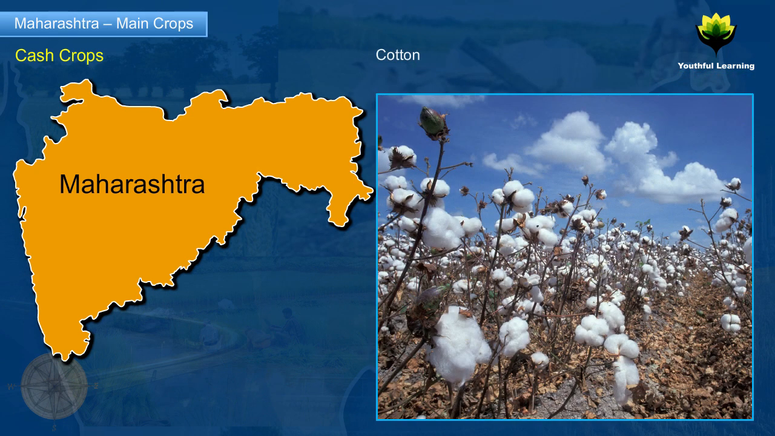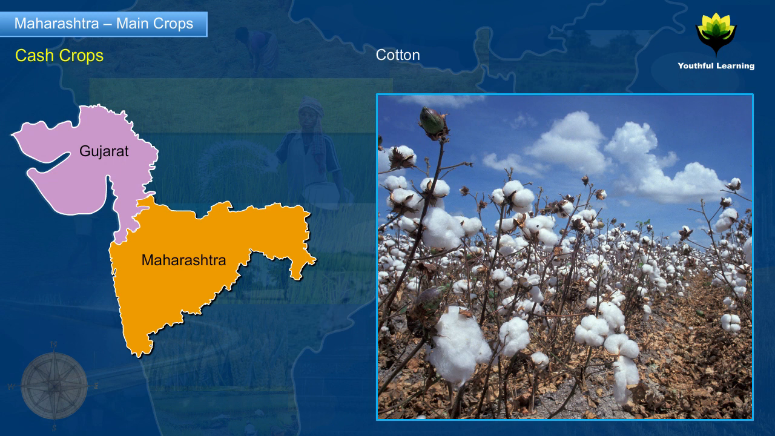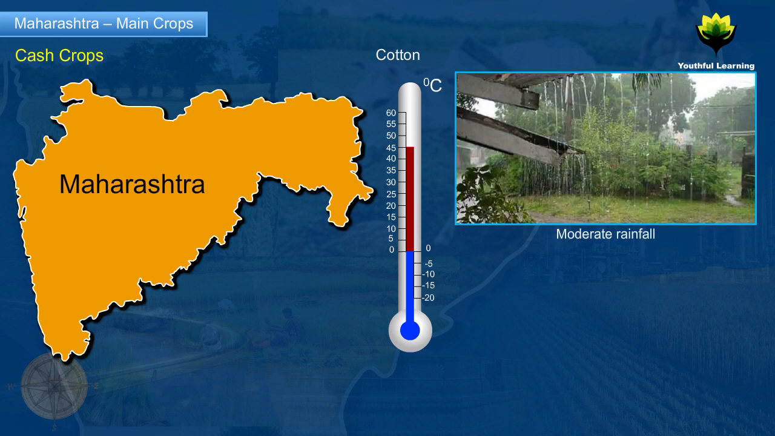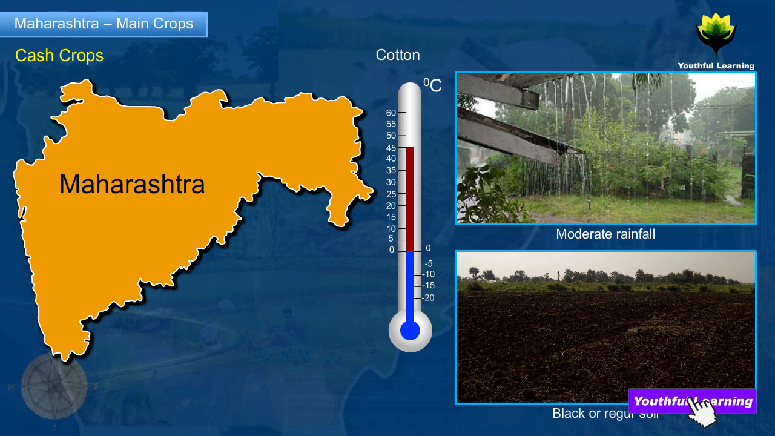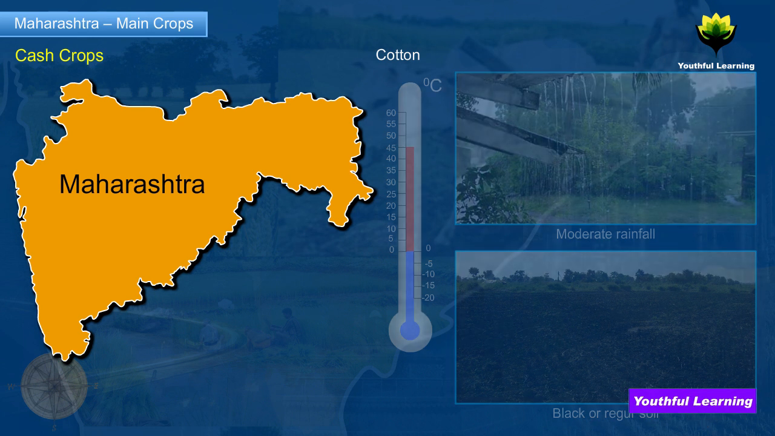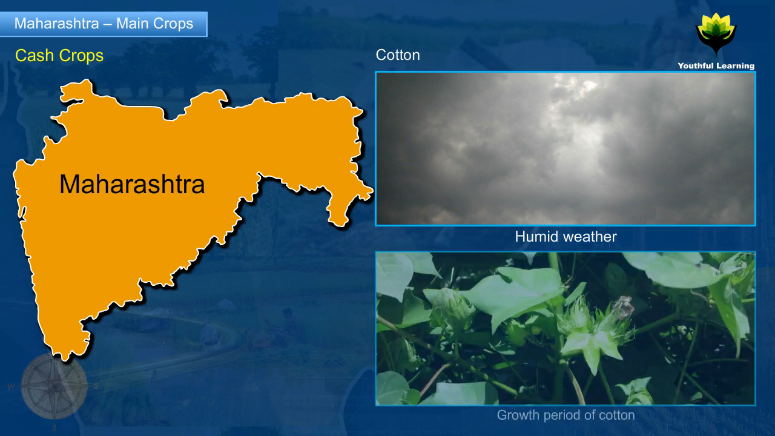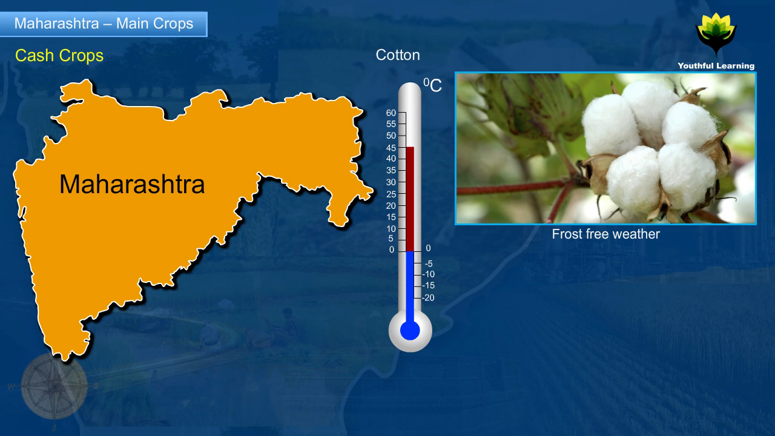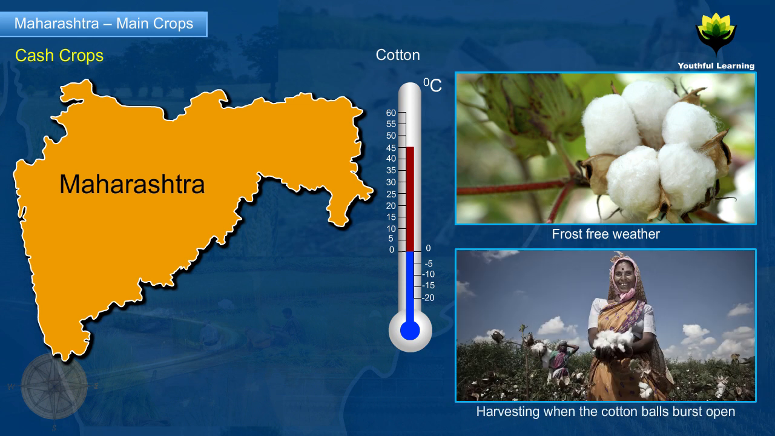Cotton. Maharashtra has the largest area under cotton cultivation, followed by Gujarat. However, Gujarat is the leading cotton growing state, followed by Maharashtra. Cotton needs high temperatures and moderate rainfall to grow. It grows best in black or regur soil. Humid weather is required during the growth period, while high temperatures and frost-free weather are best suited for harvesting when the cotton balls burst open.